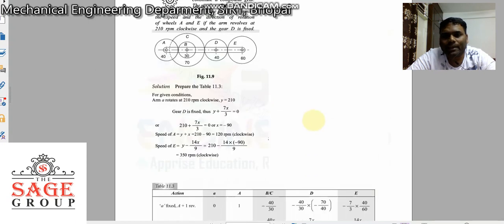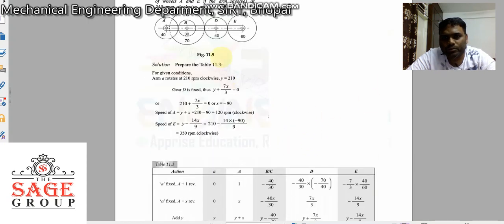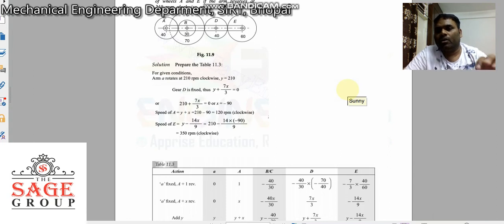That's as simple as that. Similarly, by using this approach you can solve any numerical of an epicyclic gear train or compound gear train by using the tabular method.